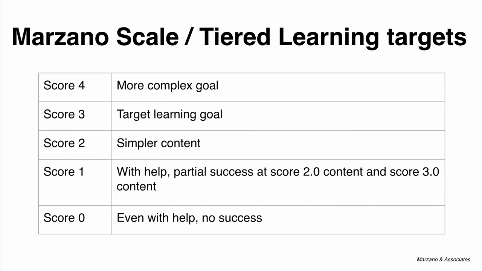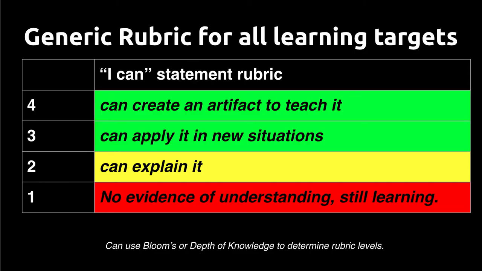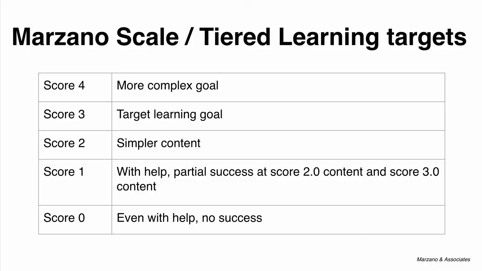If we go back to the generic rubric for a moment, you're assuming that for every single learning target in your course, level 3, where they can apply it to new situations, is the standard for all of the learning targets. But with the tiered learning target, you can decide based on the learning target what is a level 4, what is a level 2, and what is a level 3. And that can be different for each learning target.